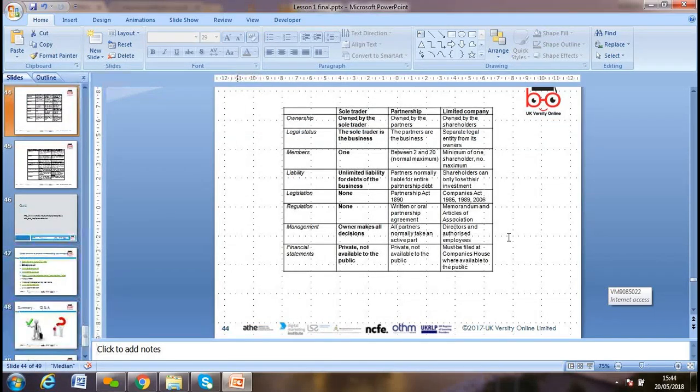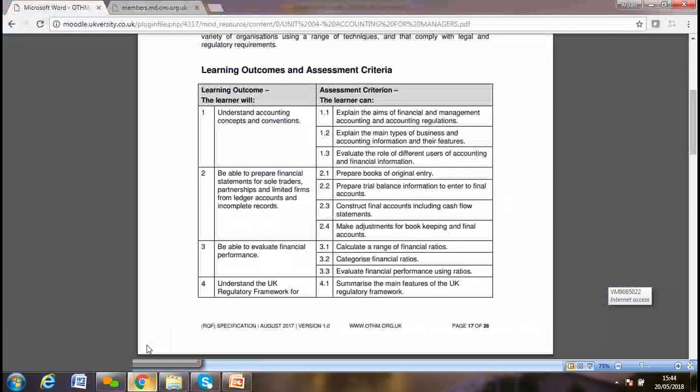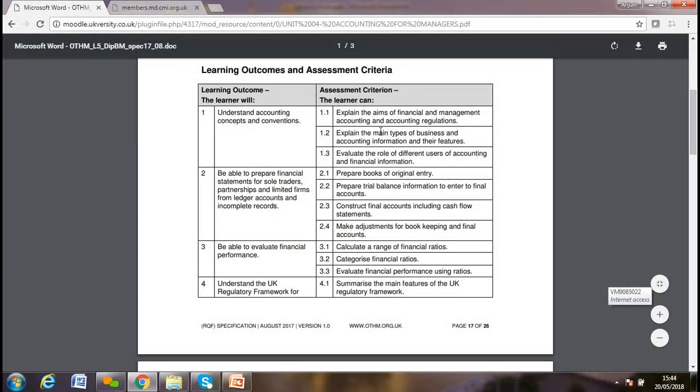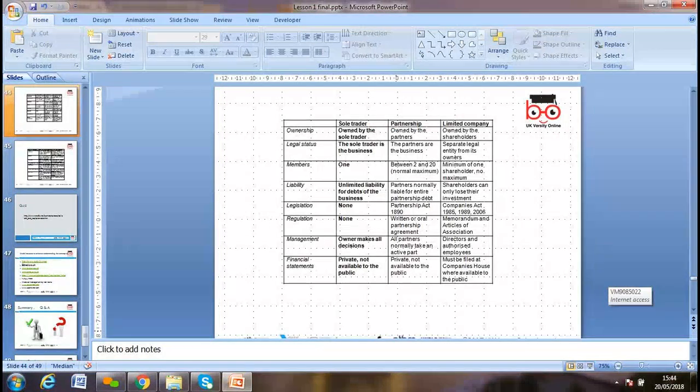Okay. So different forms of businesses, like we discussed as part of your learning outcome as well, different types of businesses. We have sole trader, partnership, and limited company. Sole trader means a one-person business. Partnership means two or more, up to a maximum of 20. A limited company is registered as a limited company under the Companies Act, but the partnership comes under the Partnership Act.